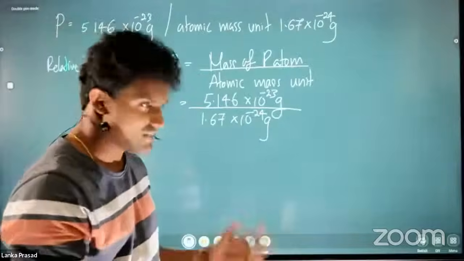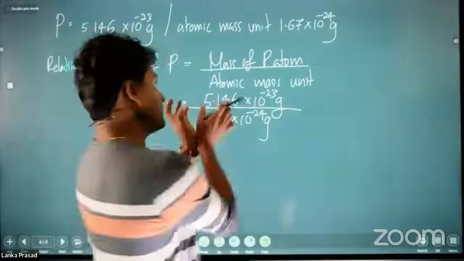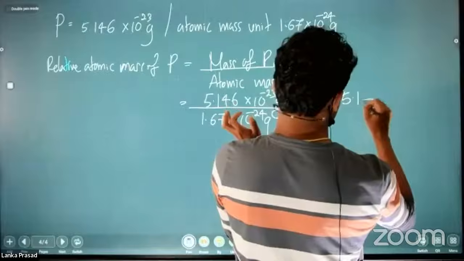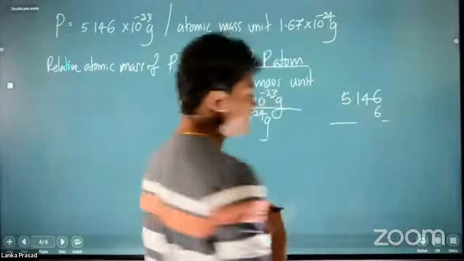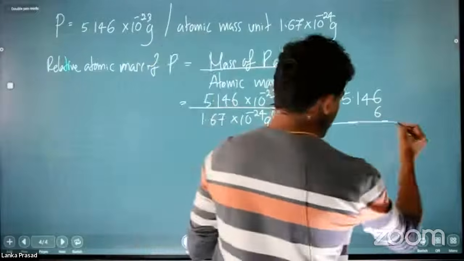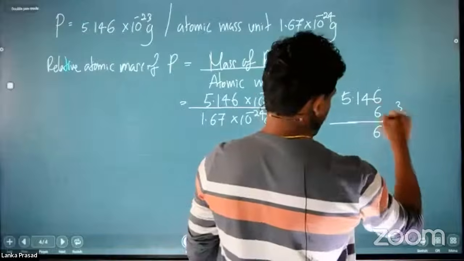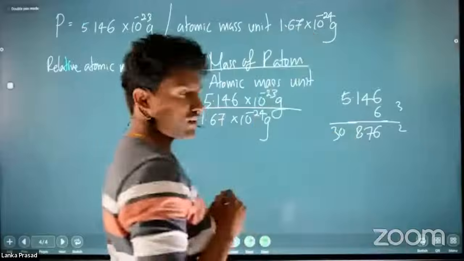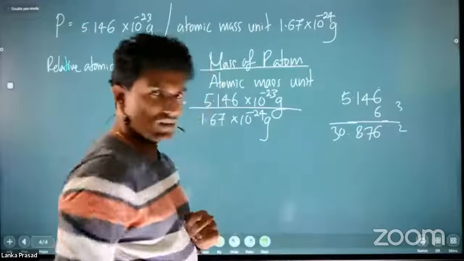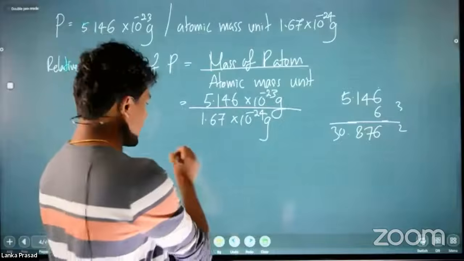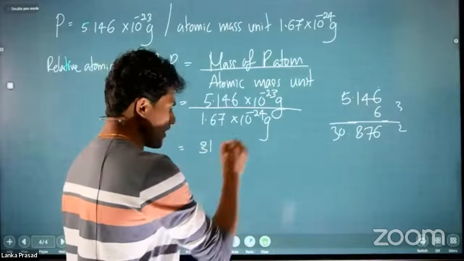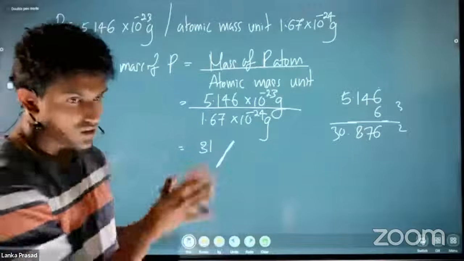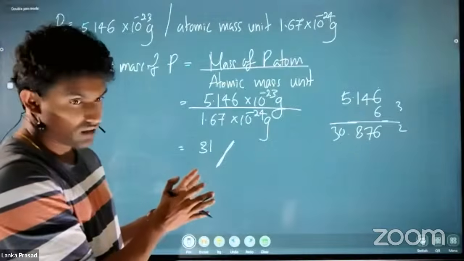Easy way. Now you know, the decimal part, 5.146, should be multiplied by 6. Then I get 30.8. 30.8 means how much? 31. So that's the value of that. Is that okay?